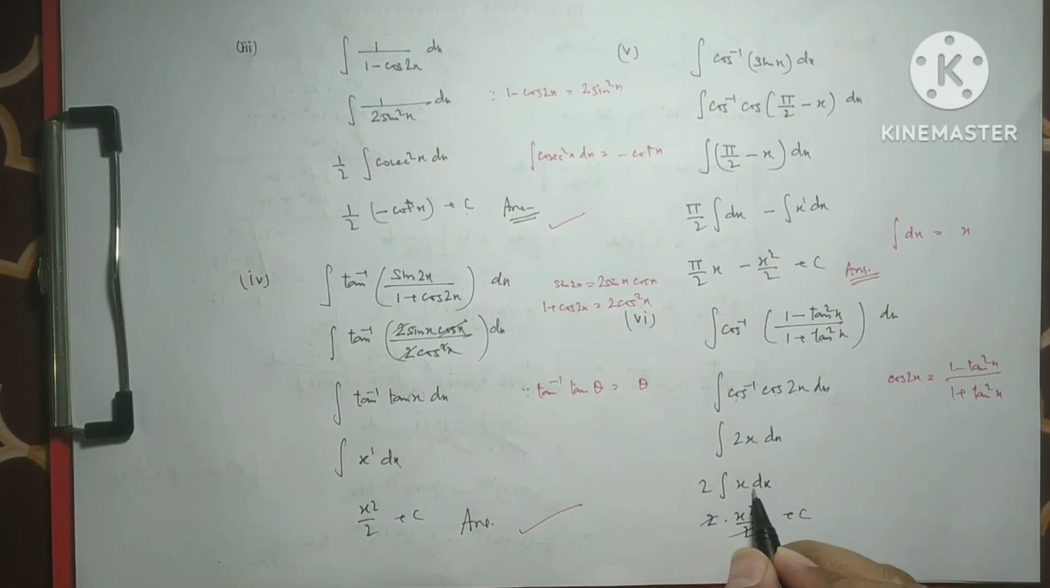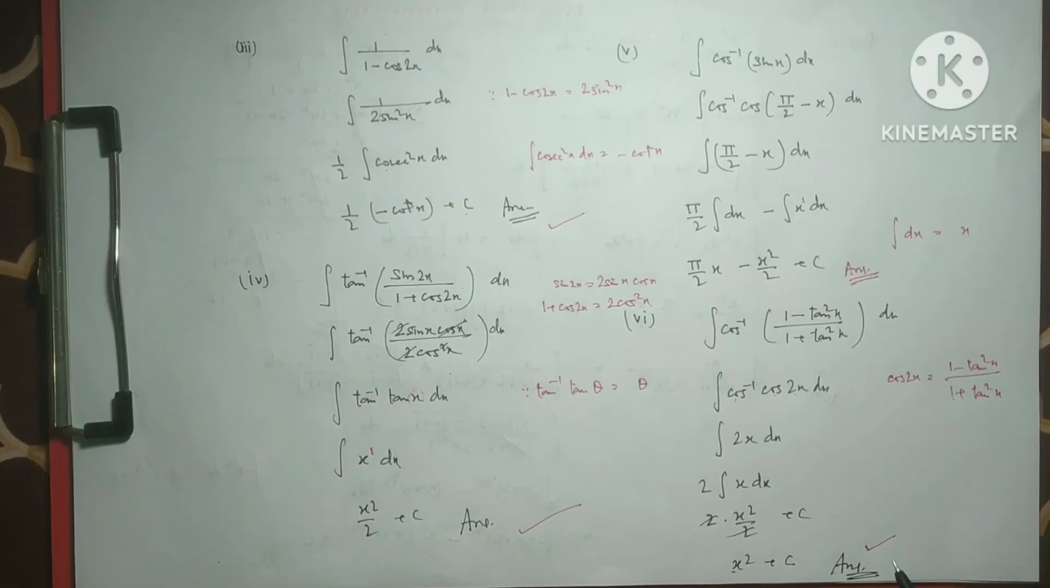So the integration of x is x square by 2. So cancel these two, we get x square plus c. This is our answer.